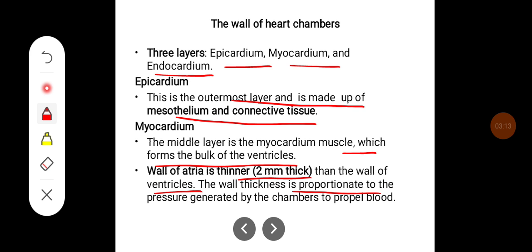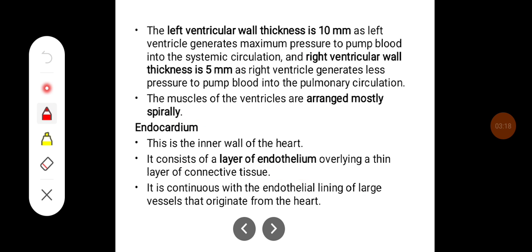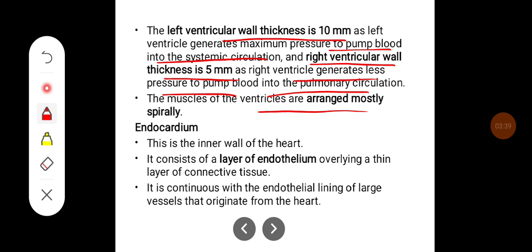The wall thickness is proportionate to the pressure generated by the chambers to propel the blood. The left ventricular wall thickness is 10 mm as the left ventricle generates maximum pressure to pump blood into the systemic circulation, and the right ventricular wall thickness is 5 mm as the right ventricle generates less pressure to pump blood into the pulmonary circulation. The muscles of the ventricles are arranged mostly spirally.